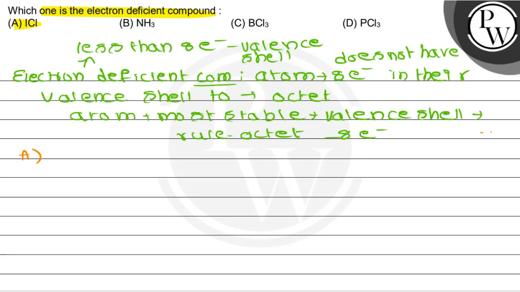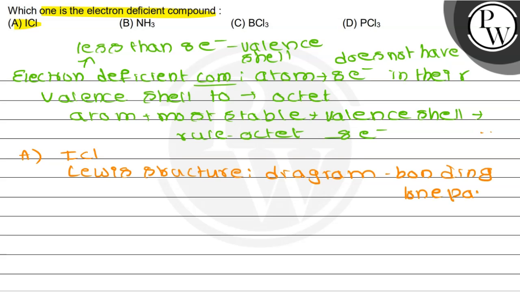So we have to draw the Lewis structure for each and every compound. What is the Lewis structure? The Lewis structure is a diagram that shows bonding between atoms as well as the lone pairs of electrons. So we'll draw the Lewis structure here.